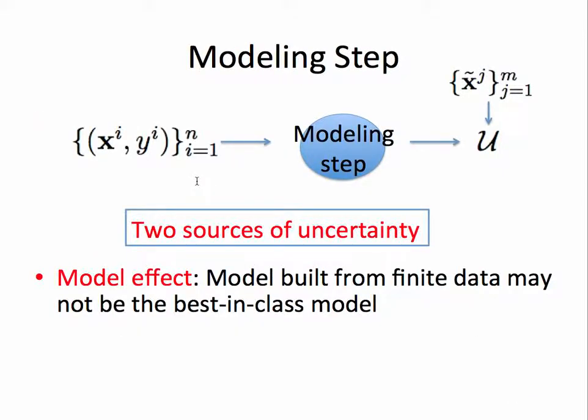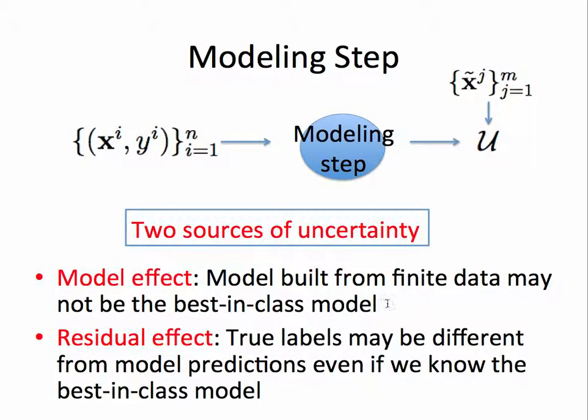In the modeling step, which is what will determine our uncertainty set U, we're going to try to model two sources of uncertainty. The first source of uncertainty is the model effect. That is, the model built from finite data may not be the best-in-class model. In fact, there could be multiple good models. The second effect that will add to uncertainty is that the true labels may be different from model predictions, even if we know the best-in-class model. So we have to also account for that, so that our uncertainty set U can actually contain the true labels for these feature vectors x tilde j, from 1 to m, with high probability.